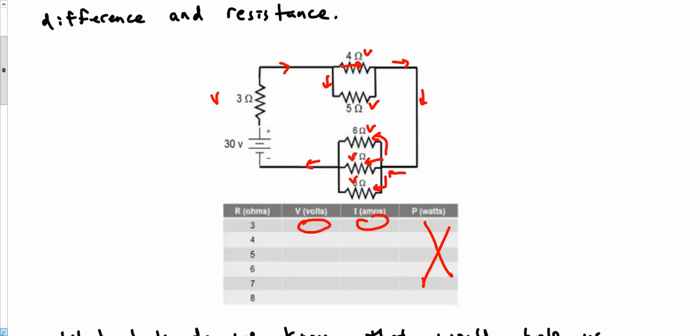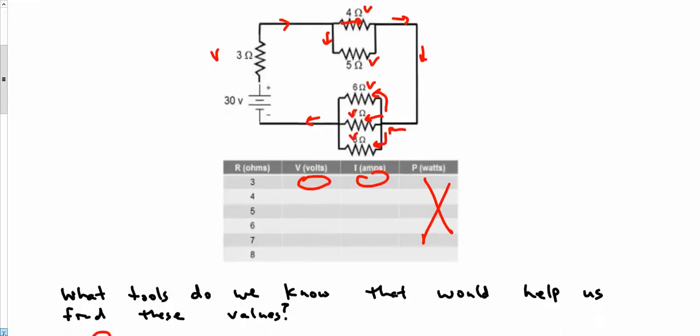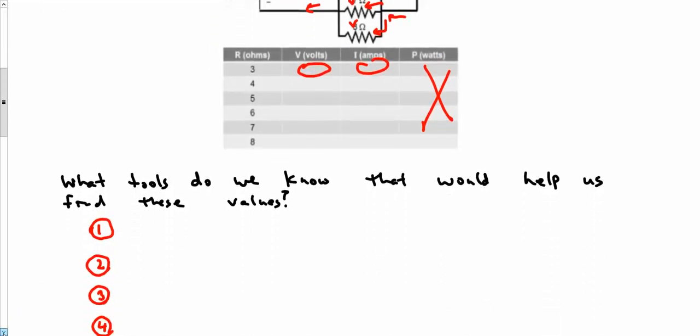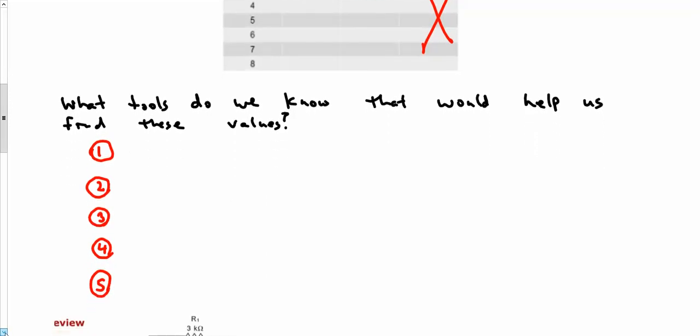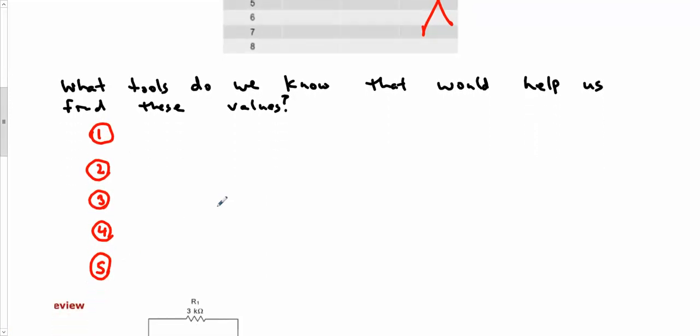So you might ask yourself, how am I supposed to do that? You actually already have the tools at your disposal. So what tools do we know that would help us to find these values? The first thing we know is Ohm's law. And as a little review, I'll write it here, V equals IR.